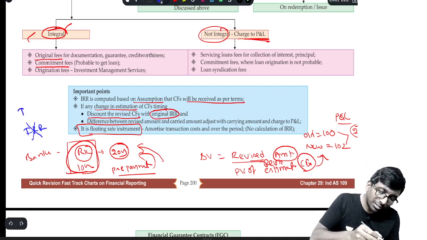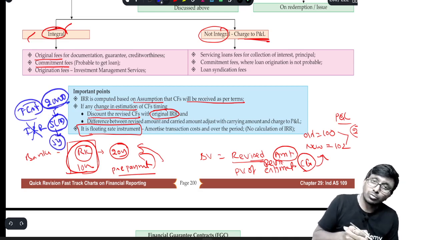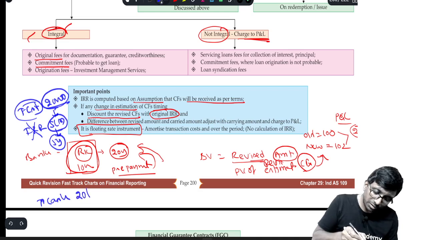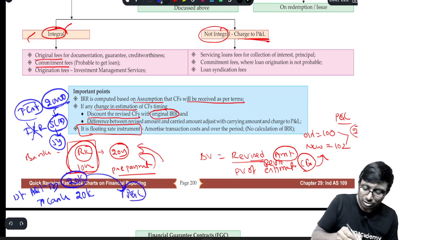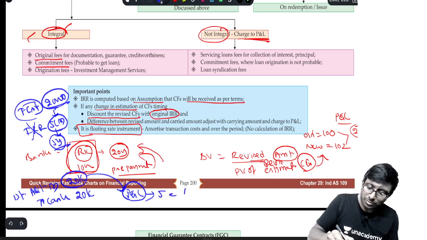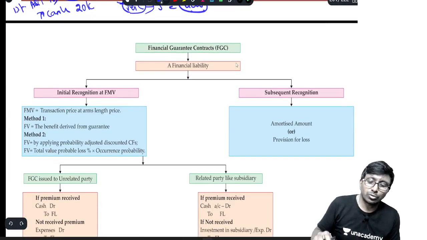But what about transaction cost? I have already spent 20,000 rupees. Best method, SLM, you follow. Suppose you gave a loan for 5 years. Initially, when you have paid it, credit cash 20,000 rupees. For the debit, you record a deferred asset, deferred transaction cost, whatever you name it, 20,000. Charge it to profit and loss over the period of the loan, that is 5 years. That means 4,000 rupees per annum will be transferred to profit and loss. That is what you are supposed to do.